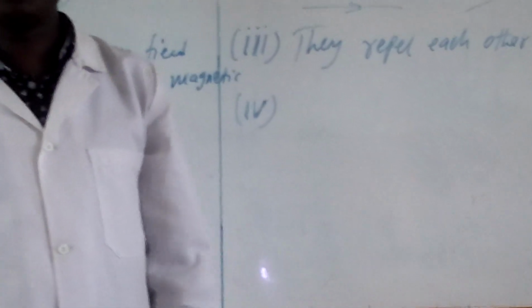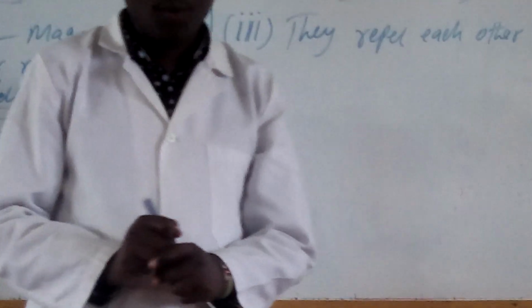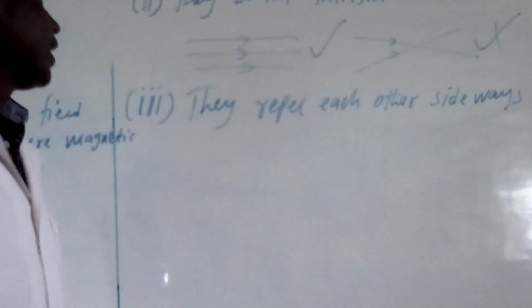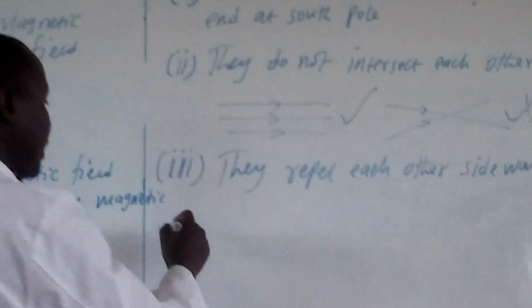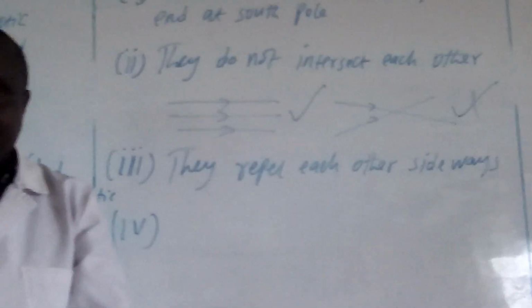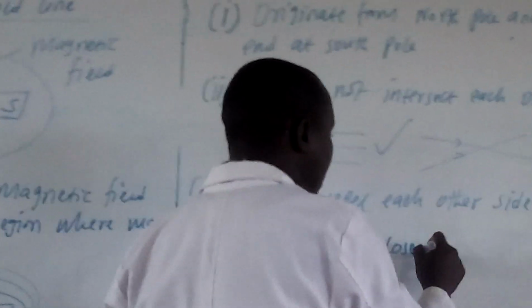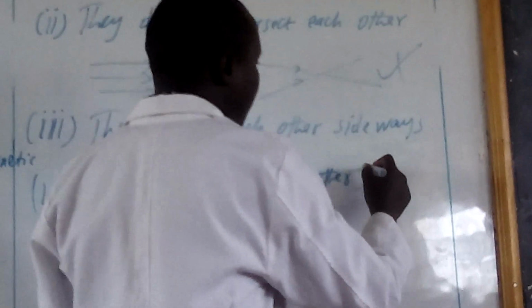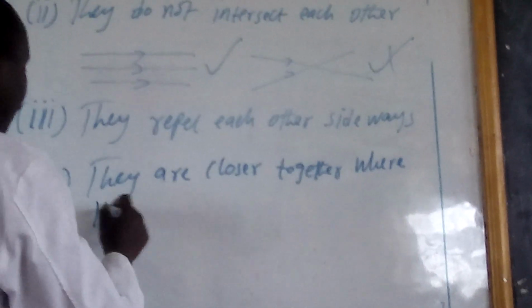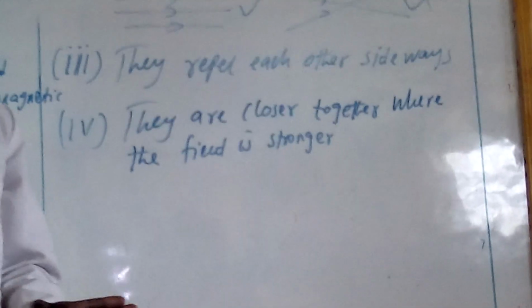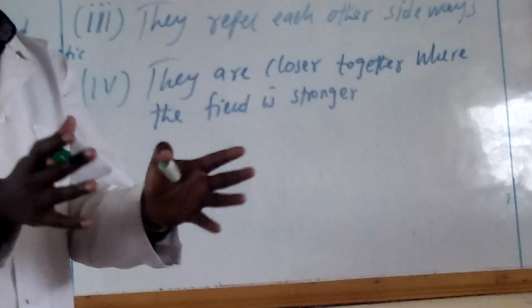Number four: they are closer together where the field is stronger. You will find that if the magnetic field is strong, the magnetic field lines will be closer together.